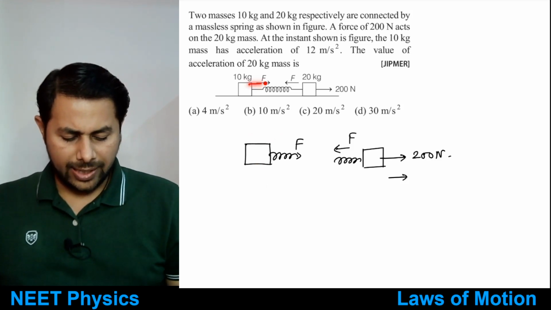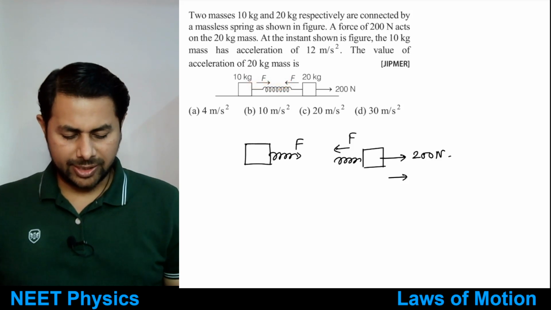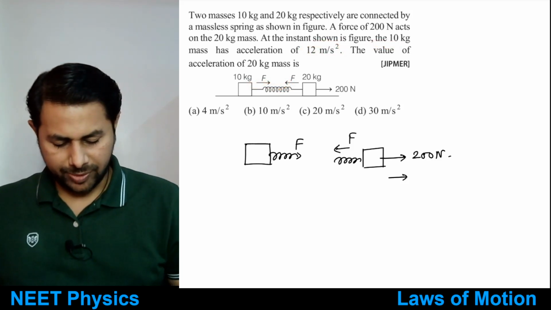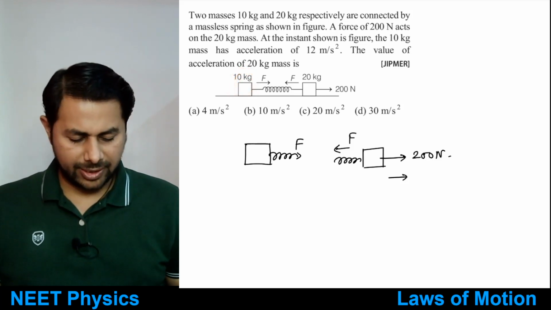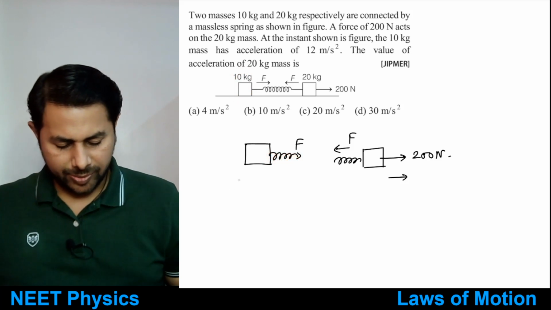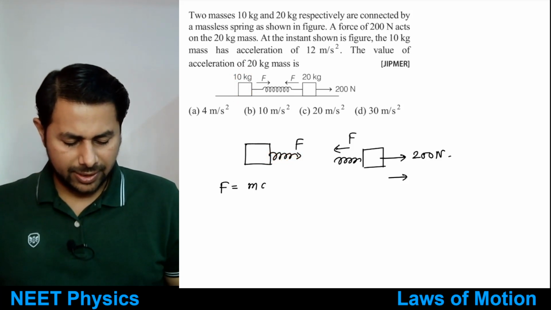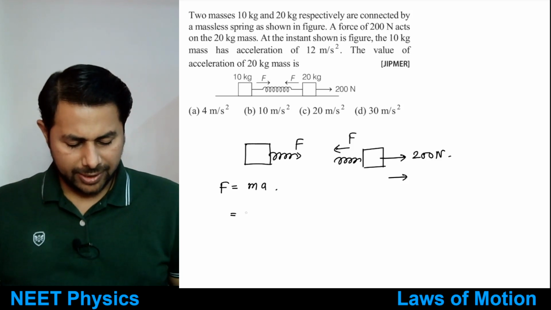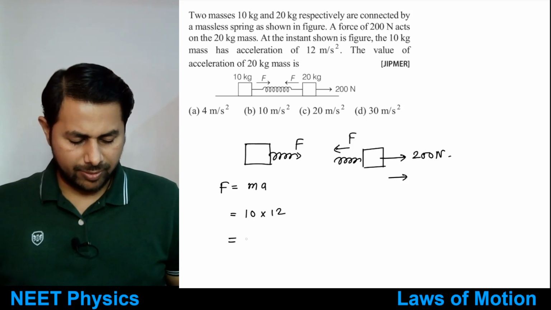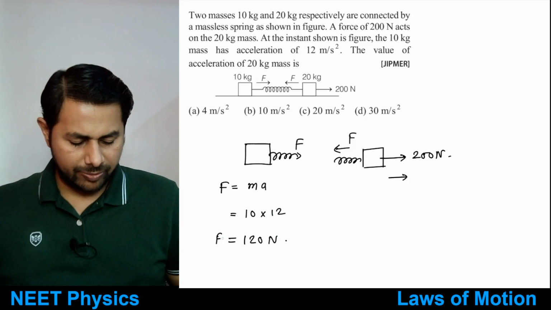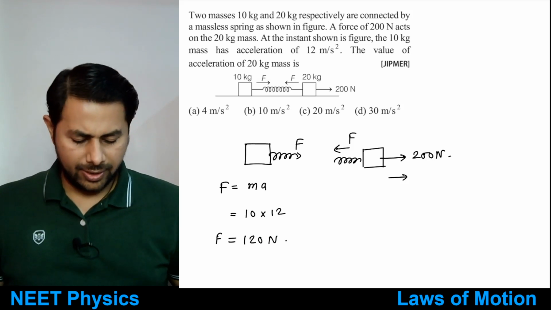Okay, so the acceleration is 12 meters per second squared, that is given. The acceleration of the 10 kg mass is 12 meters per second squared. So it is because of the spring force only. The spring force is just equal to what? Mass into acceleration, right? What is the mass? Mass is 10. 10 multiplied by acceleration 12. So from that you find it's 120. So the spring force is 120 Newton, right?